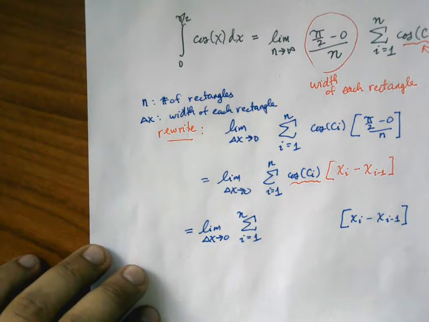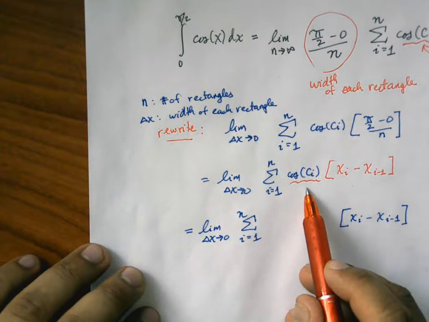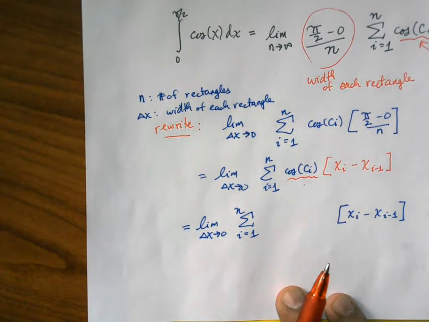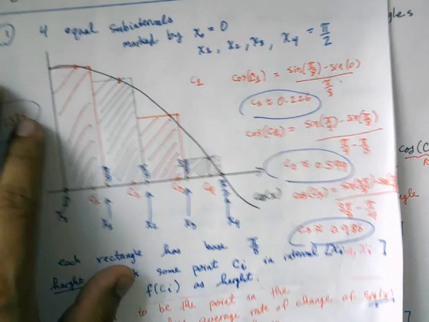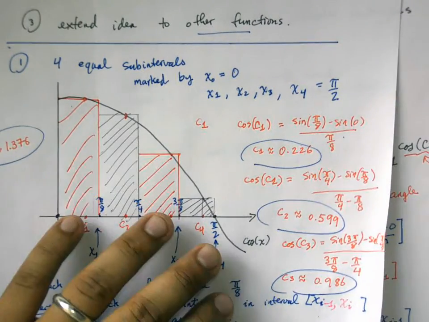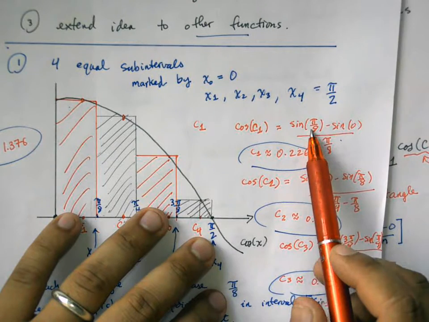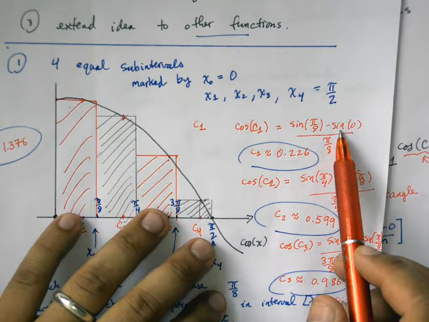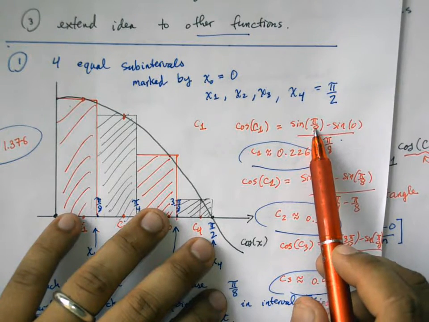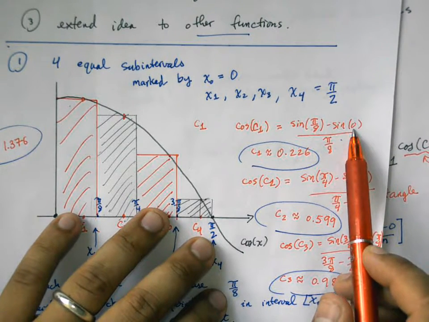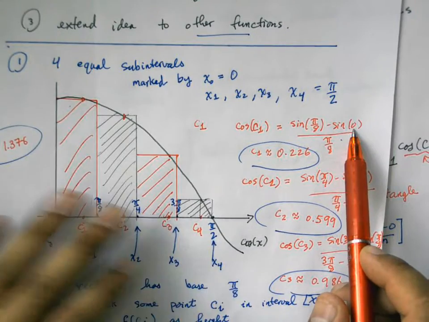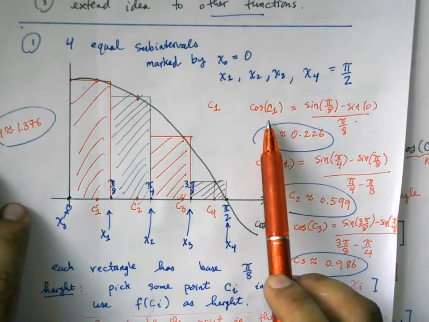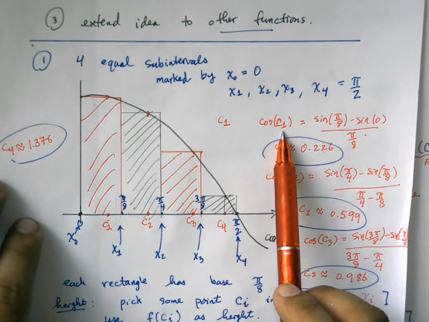So I'm going to rewrite this limit. We've written everything the same except for cosine of c sub i. Cosine of c sub i is exactly equal to sine of x sub i minus sine of x sub i minus 1. Okay. In other words, if you look at what we did up here, let's look at this equation.